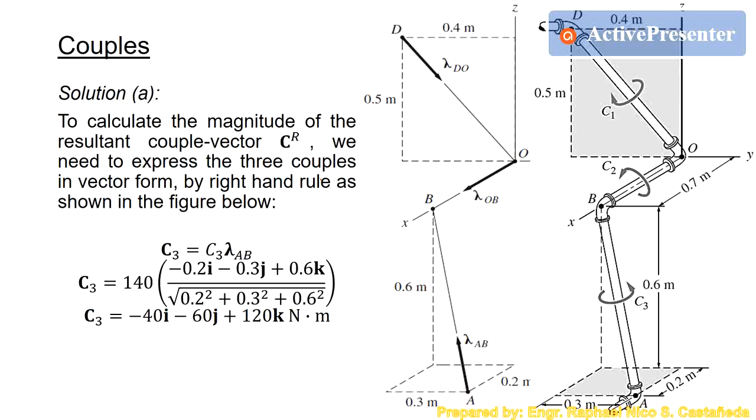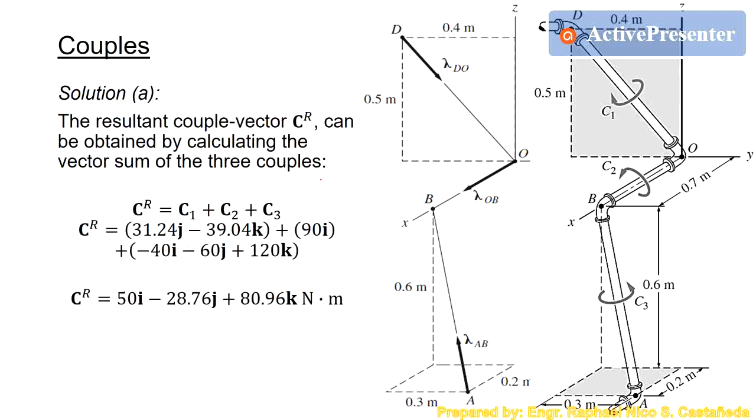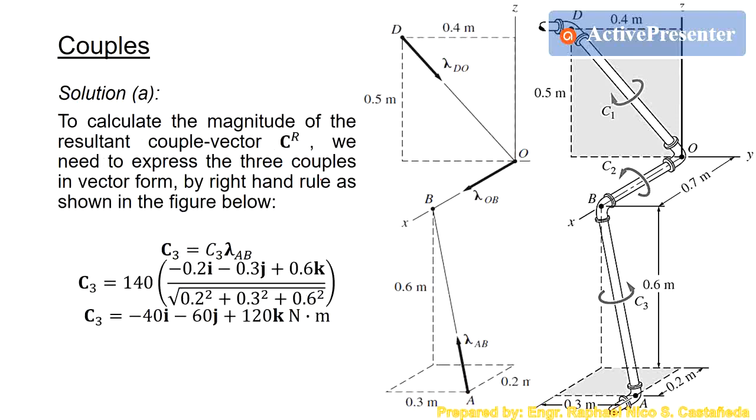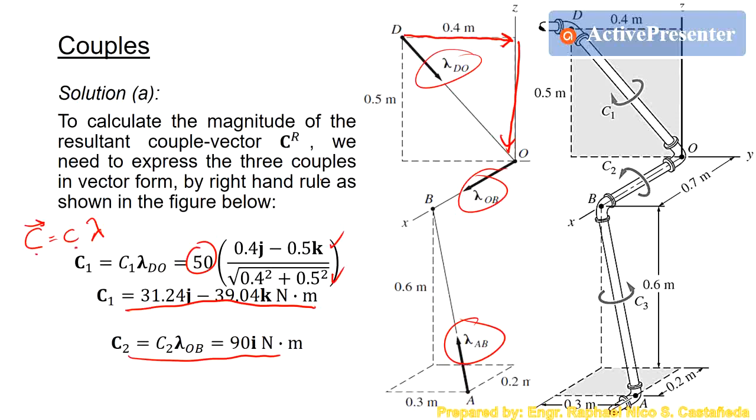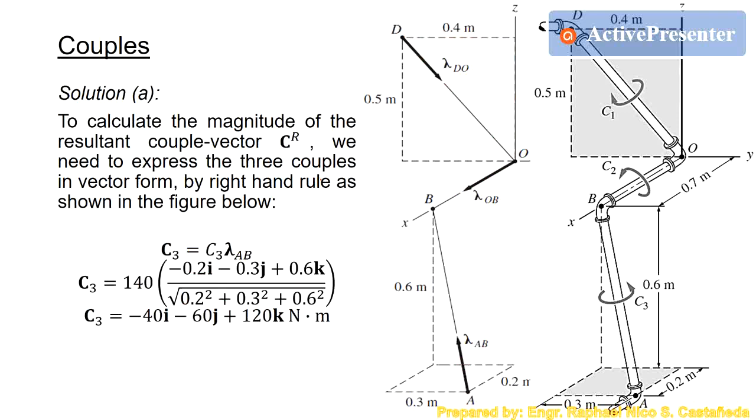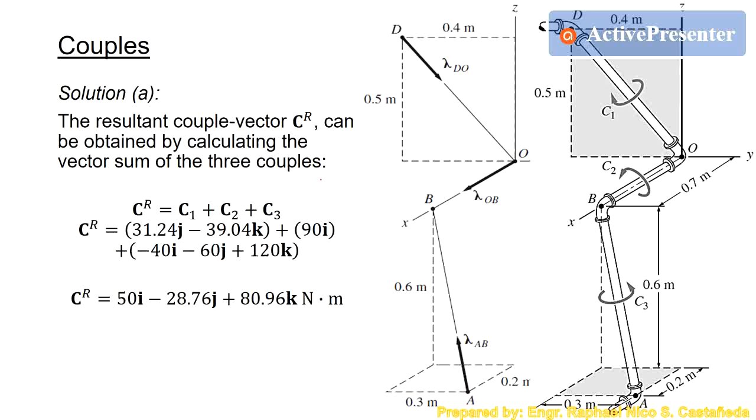If you want to get the resultant, we just simply add the three vectors. They don't need to be concurrent, unlike forces. Forces need to be concurrent before you can add them, but couples don't need to be concurrent. As you can see, the couples are not intersecting at a common point, so we can add them together.